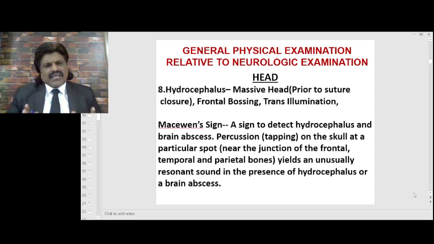If there is a hydrocephalus, massive head prior to suture closure in children, there could be frontal bossing and transillumination. McEwan sign, a sign to detect hydrocephalus and brain abscess. Percussion, tapping on the skull at a particular spot near the junction of the frontal, temporal and parietal bones yields an unusually resonant sound in the presence of hydrocephalus or brain abscess.